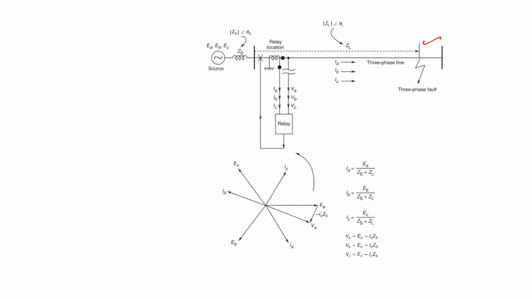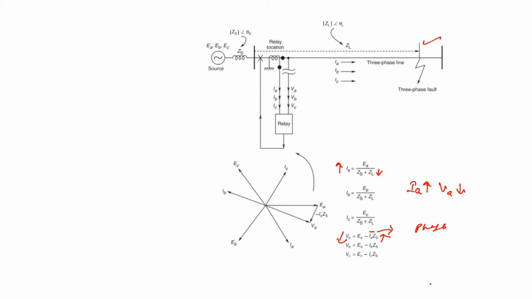Now let us consider the radial power system where the fault is at the remote end of the line. When the fault occurs, there is a reduction of ZL, that is, the impedance will be reduced because of the fault, and there is an increase in the current IA because of the reduction in the impedance. If we are considering only phase A, then with the increase in IA, this component will increase, and as a result, there is a fall in the voltage. So with the fault, there is an increase in the current and a fall in the voltage whenever the fault occurs at the remote end of the line.